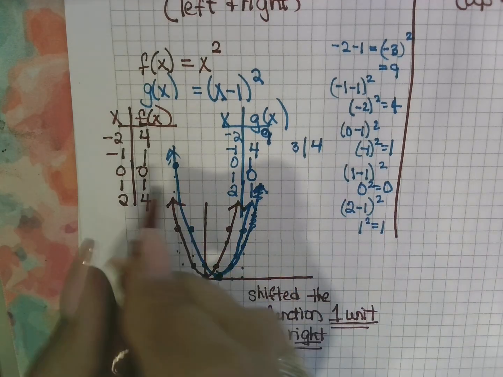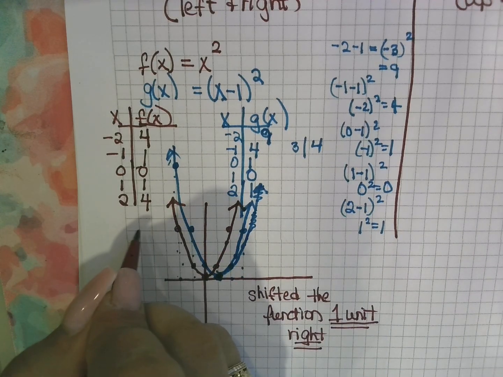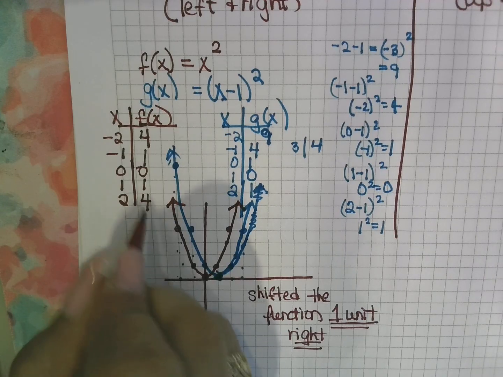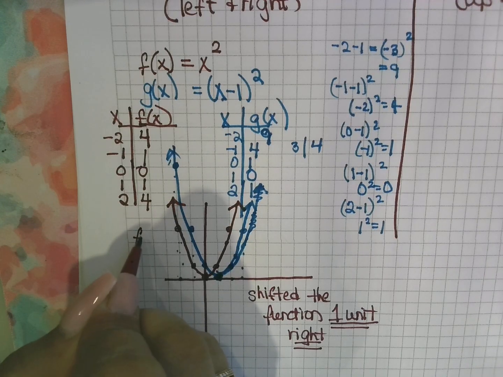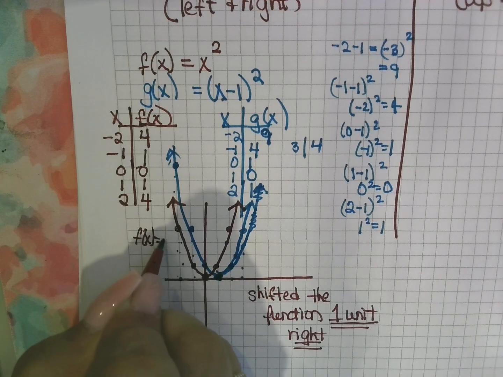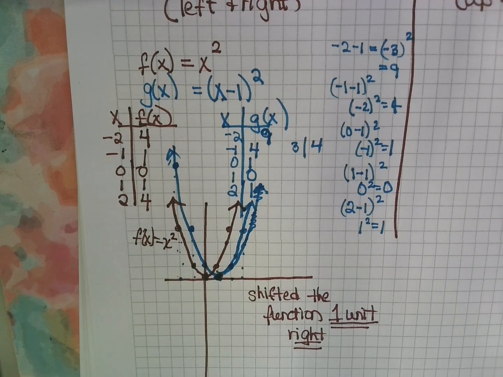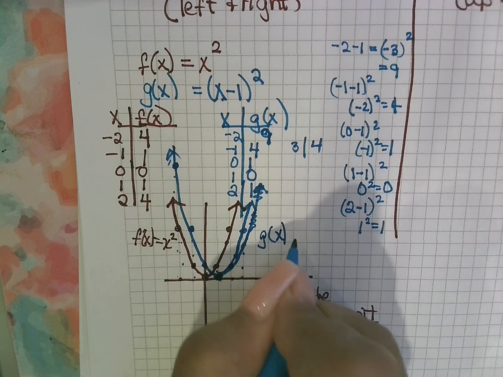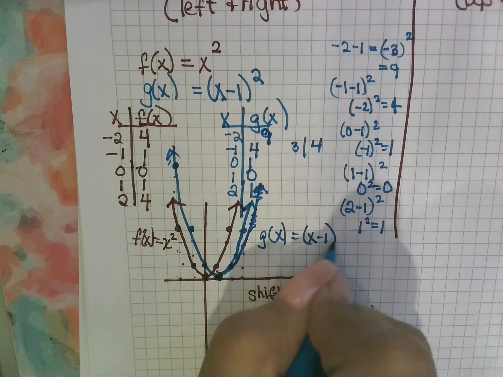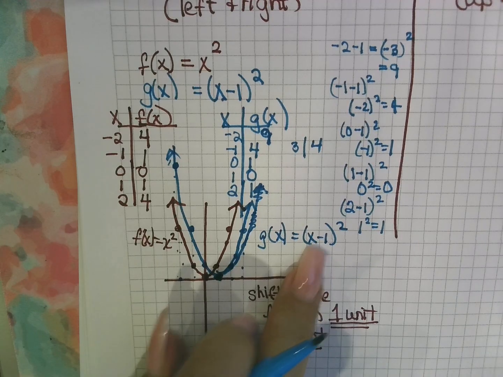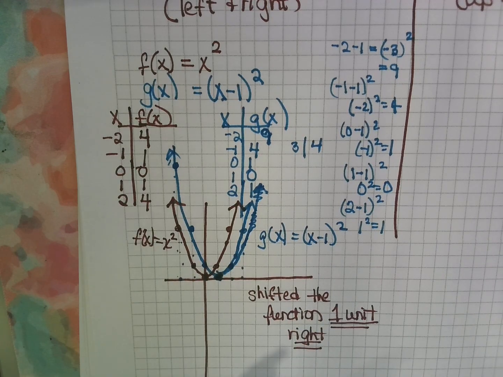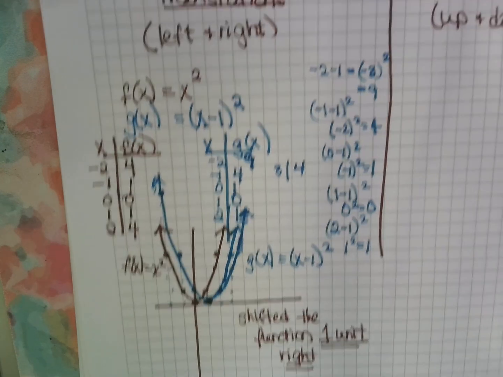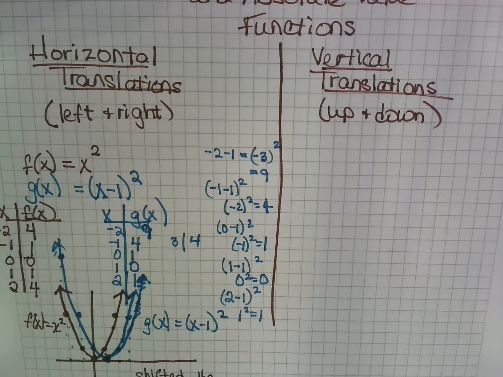Okay? So let me just rewrite this here. This dark, burgundy one is f of x equals x squared. That's our parent. And the blue one is g of x equals (x minus 1) squared, which is the parent shifted 1 unit right. Okay? So that was a horizontal one. Let's take a look at a vertical one.